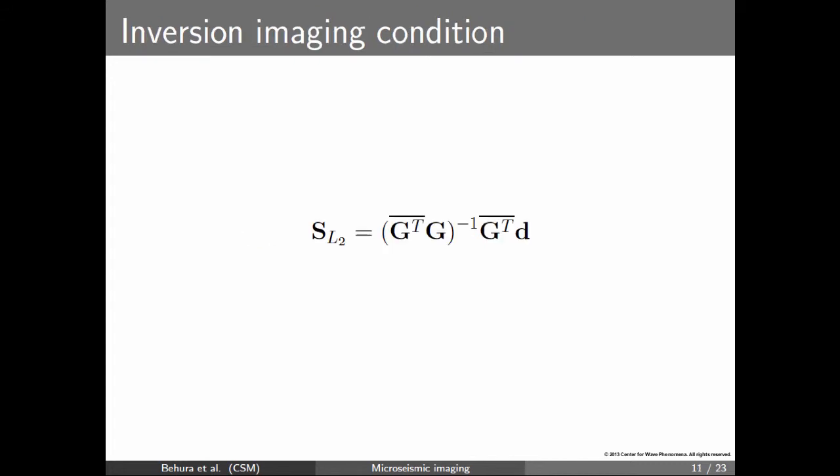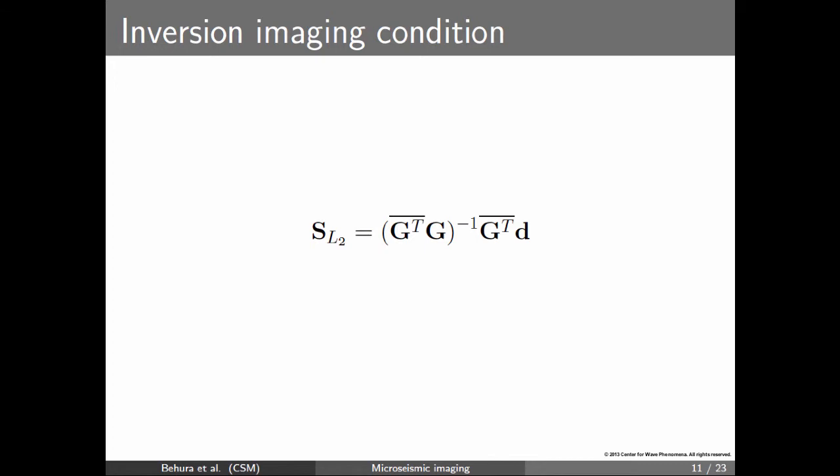And finally, the microseismic data in the frequency domain can be written as a series of linear equations relating the data with the source signature and the Green's function. And this set of linear equations can be solved in a least squares fashion, as shown by this equation here. And one can obtain the source signature that way as well.